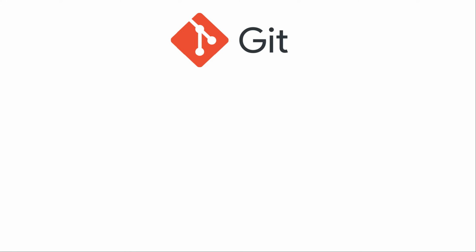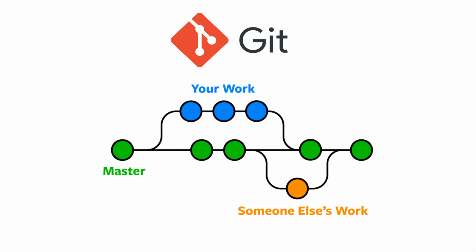Firstly, let us understand Git. Git is a version control system. So if many people are working on a single project, then Git tracks the changes made to the project files.